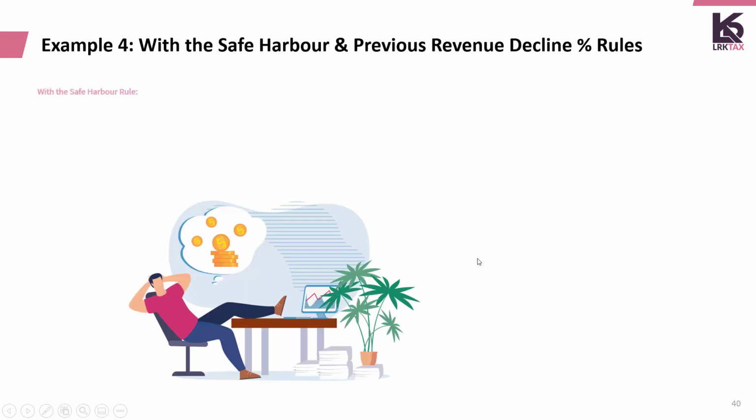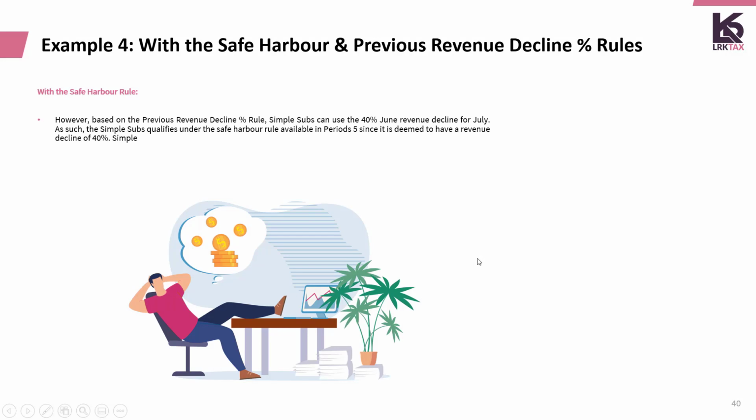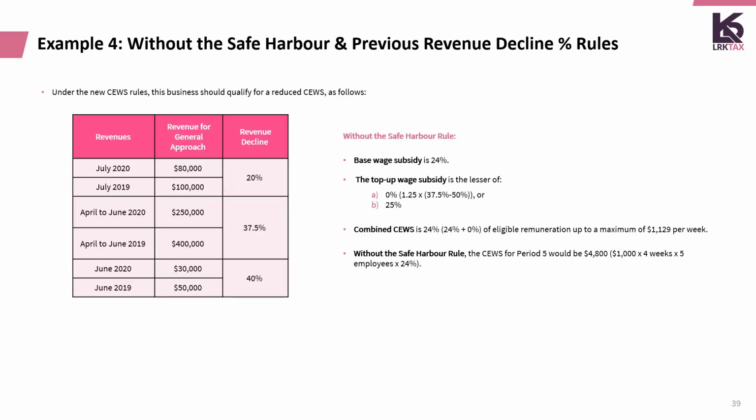So if you use the safe harbor rule, it's pretty interesting, because the safe harbor rule in July requires you to have a revenue decline of 30%. On its own, the July months wouldn't qualify for the safe harbor rule, because it was only 20%. Because even under the old CEWS program, you needed a 30% decline. But in this particular case, there's a previous revenue decline concept that we can bring into play here.